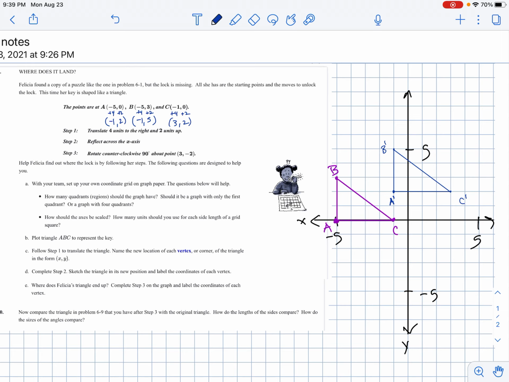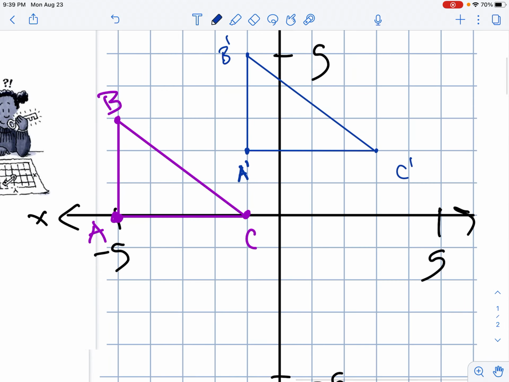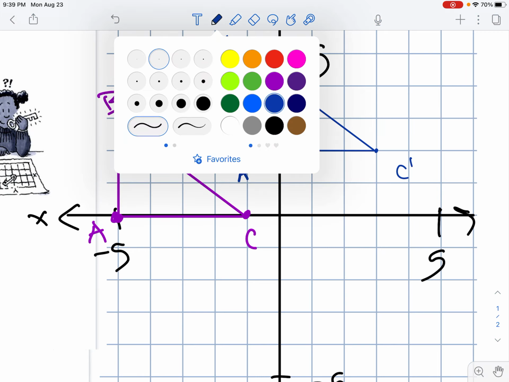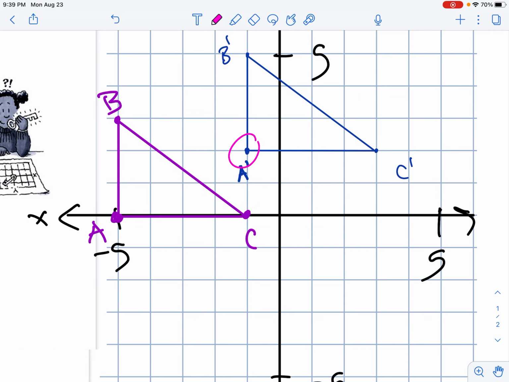Now step 2 is to reflect it across the x-axis. Where's the x-axis? Well, right there. That's the x-axis, so we're going to reflect it. What does it mean to reflect it? Well, that means we're going to think of the x-axis as the mirror. So it's like that point is looking into the mirror, and what's it going to see on the other side? Well, exact same distance away, it's going to see its reflection right there.